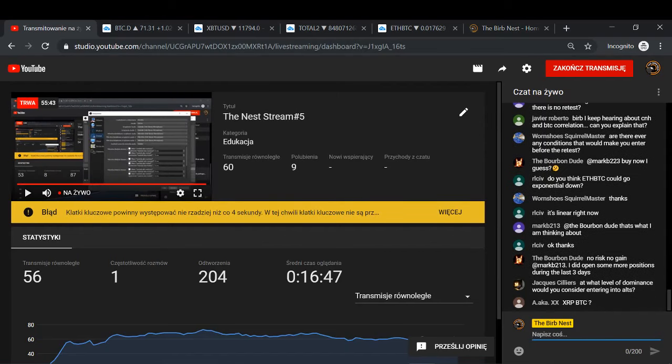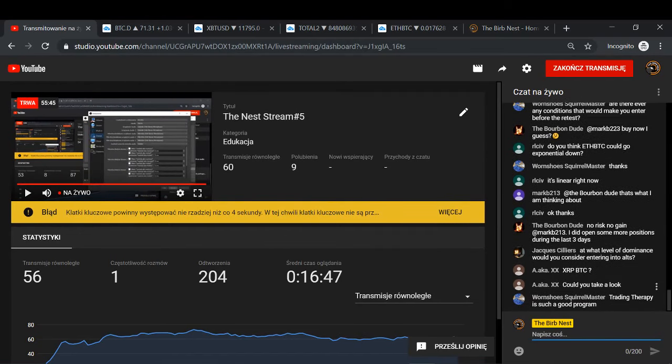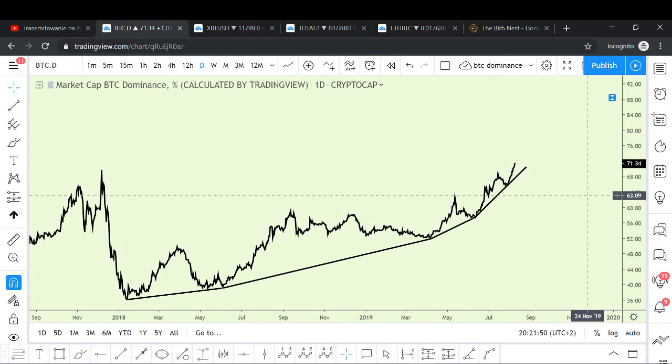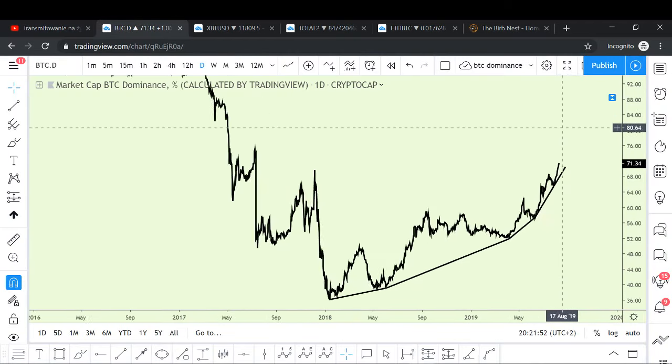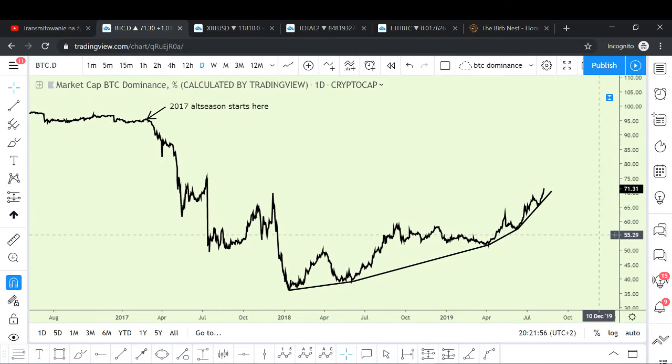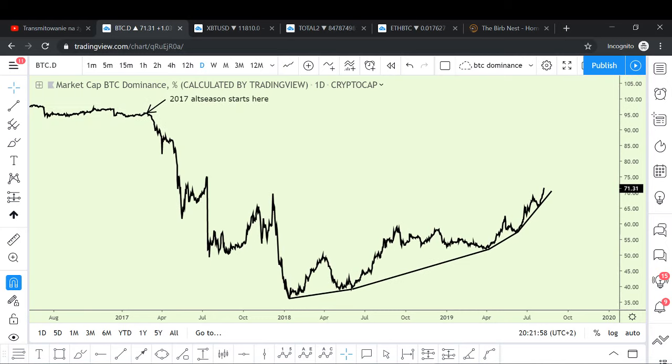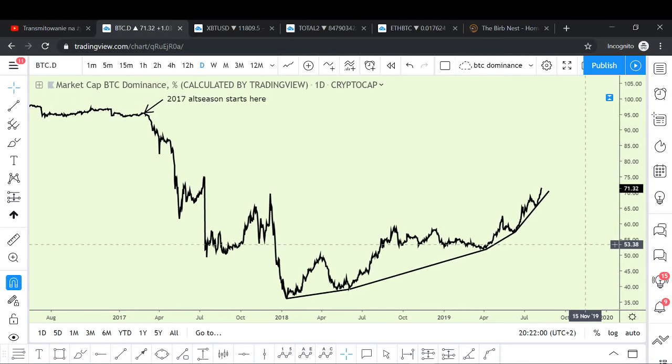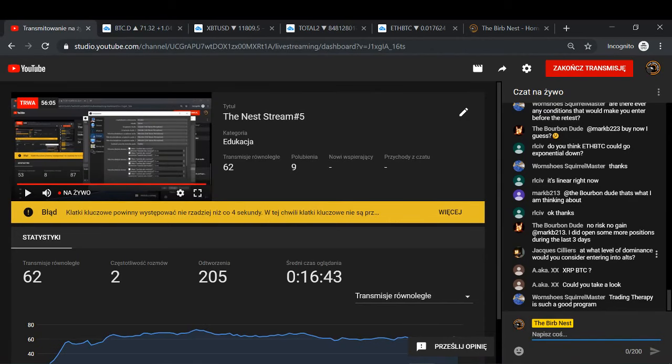And at what level of dominance would you consider entering into alts? Well, it's not about the level of dominance. The sky's the limit. It cannot go higher than 100%, right? So if it goes to 100%, I would go there, buying out, simply, if there is anything to buy left, because people would just crush the market.